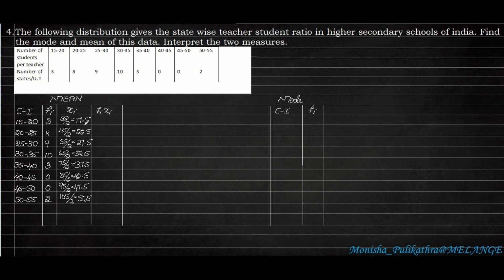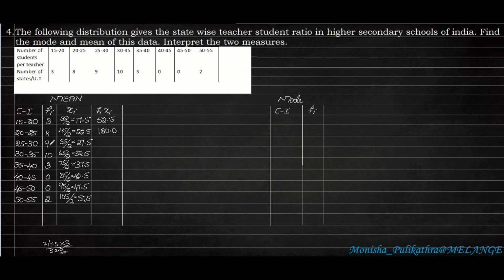Next, Fi into Xi: we need to multiply frequency with the midpoint. The first one is 3 into 17.5. We can multiply it separately. 17.5 into 3: 3 5s are 15, 1 carry, 3 7s are 21, plus 1 is 22, 3 1s are 3, so 52.5. After one digit a point should be there. In the same way you have to multiply everything. So the first value is 52.5. Second, 8 into 22.5 is 180, so we can write 180.0.